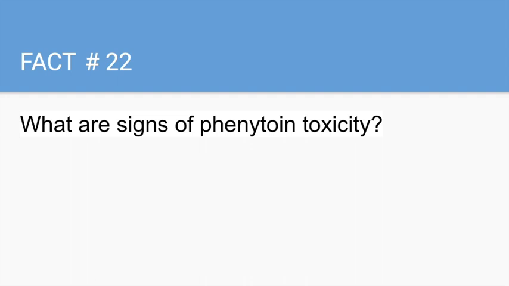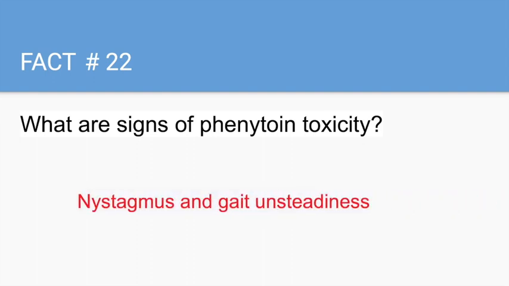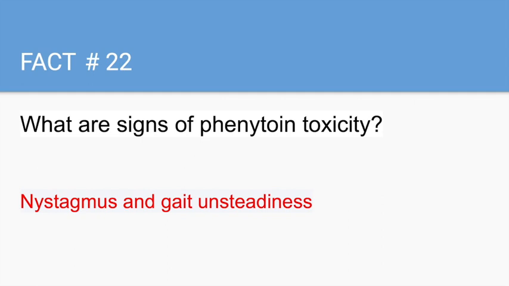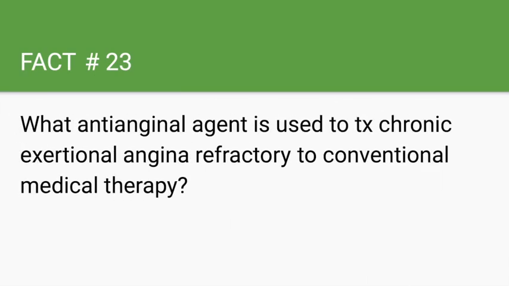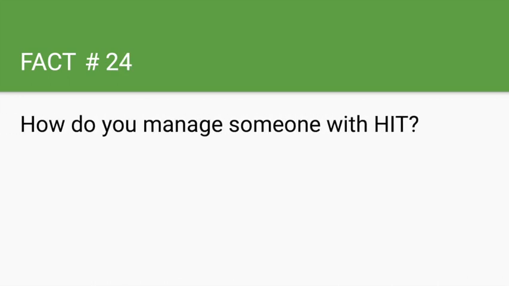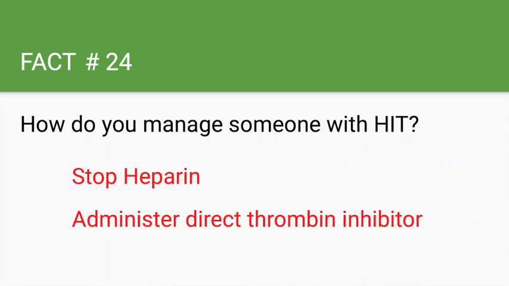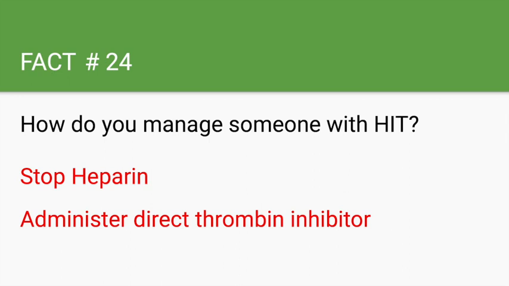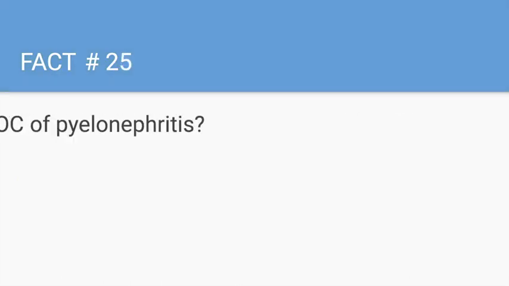What are signs of phenytoin toxicity? Nystagmus and gait unsteadiness. What anti-anginal agent is used to treat chronic exertional angina refractory to conventional medical therapy? Ranolazine. How do you manage someone with HIT or heparin-induced thrombocytopenia? Stop heparin, then administer direct thrombin inhibitor. What is the treatment of choice of pyelonephritis? Ceftriaxone.